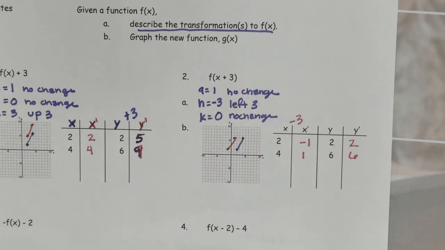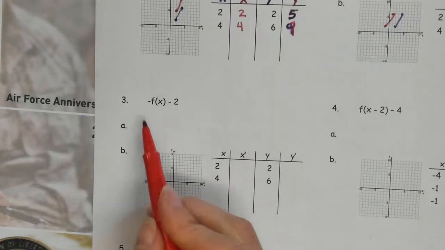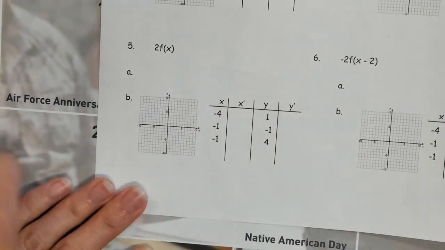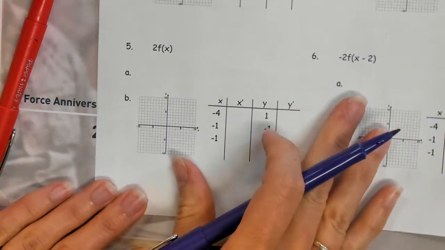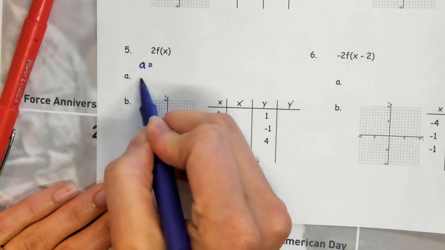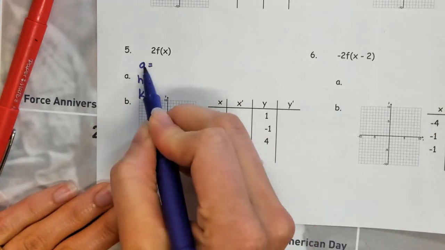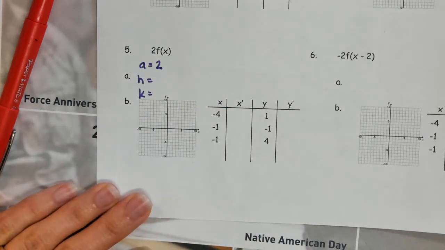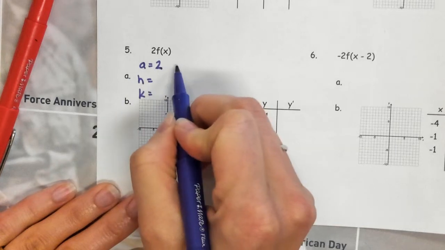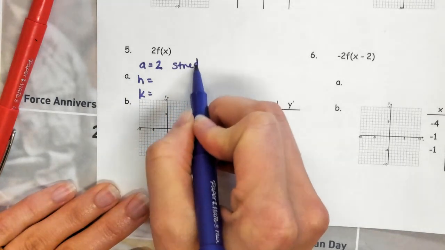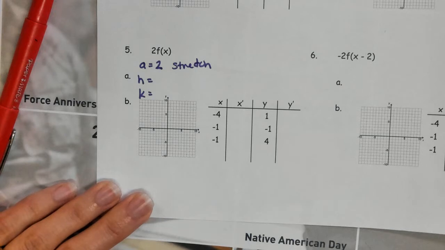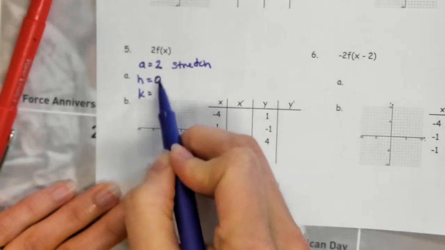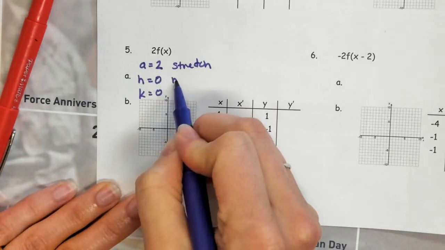Okay, now we're going to add in a couple things. So here, actually, we're going to do this one. So we're just going to do one again. A value is the number in front, so that is going to be my 2. If a is 2, you remember from before, it's going to be a stretch. So you are stretching your graph. Now, nothing is being added or subtracted, so those are zeros. So there is no change.